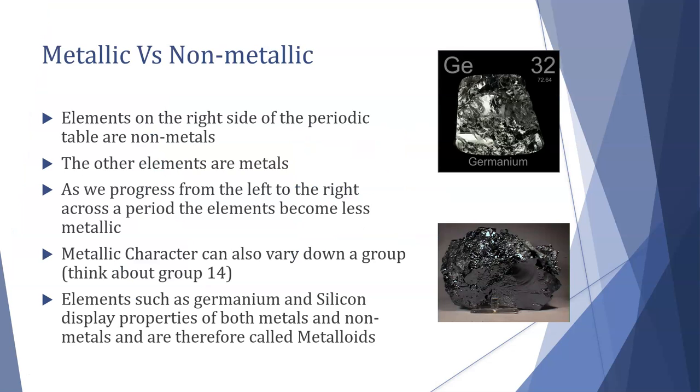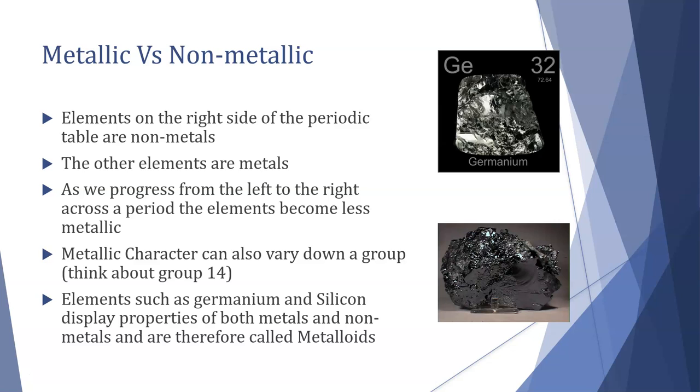First of these is defining our elements as either metallic or non-metallic. This is something that you should be very used to in terms of the structure of the periodic table. So the elements on the right-hand side of the periodic table are non-metals. These are the ones that tend to form covalent bonds, include our halogens, noble gases, elements such as carbon, nitrogen, and sulfur, to name a few. All the other elements, except our metalloids, are metals.